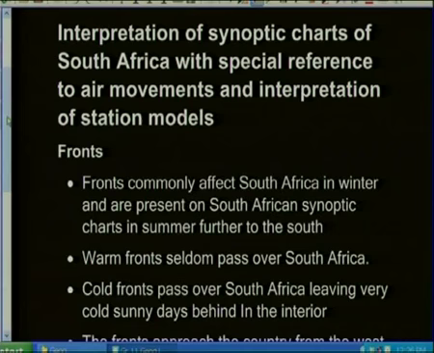Right, so we've looked at air movement, and we've looked at how you can decipher a station model. Let's look at the last aspect of interpreting synoptic charts at this point in your climate careers, and that is looking at fronts. So we're still dealing with the interpretation of synoptic charts of South Africa with special reference to air movements and interpreting station models, but we're looking now at fronts and how you look at a front and decipher what it says or means.